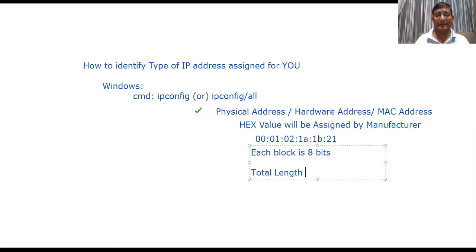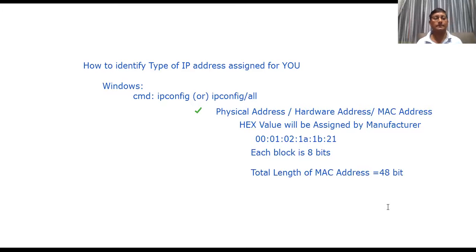What is the total length of a MAC address? Anyone? Each block is 8 bits. How many blocks do we have? 1, 2, 3, 4, 5, 6. 6 into 8, 48 bit. So the MAC address is 48 bits. What is the length of an IP address? Yesterday we learned.